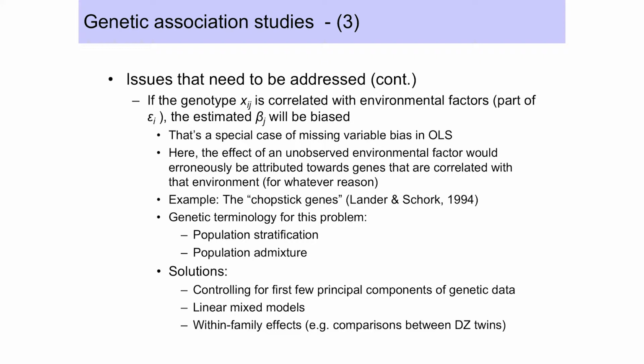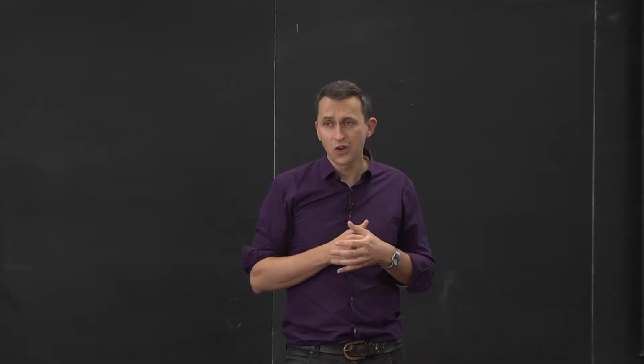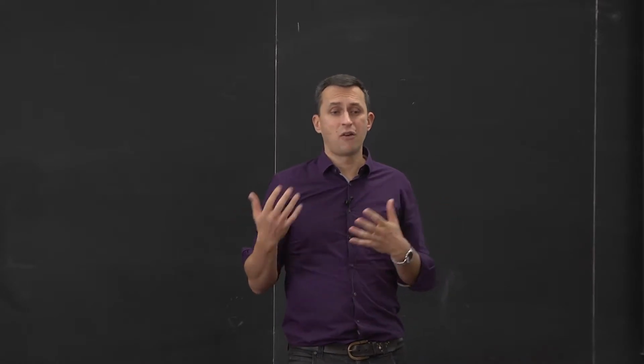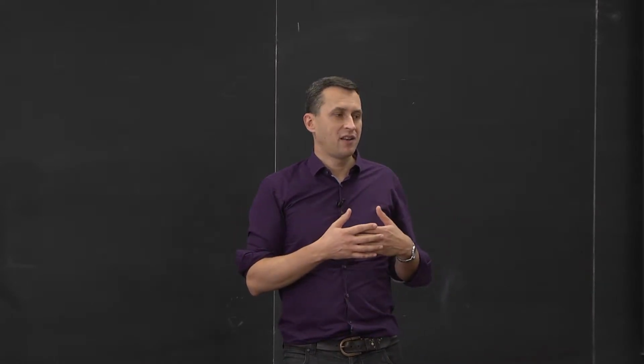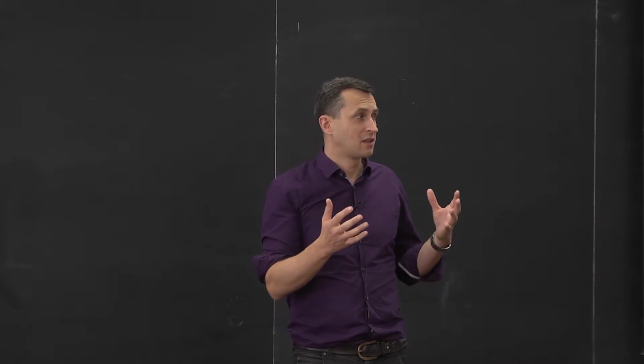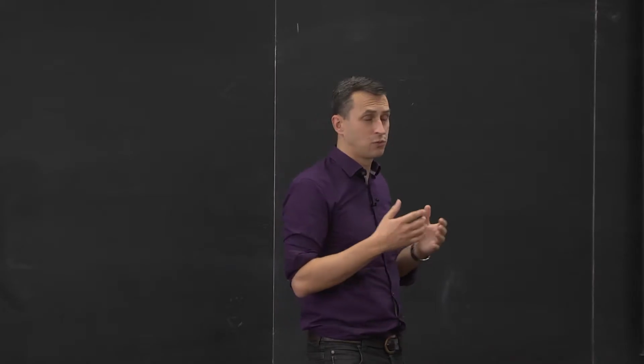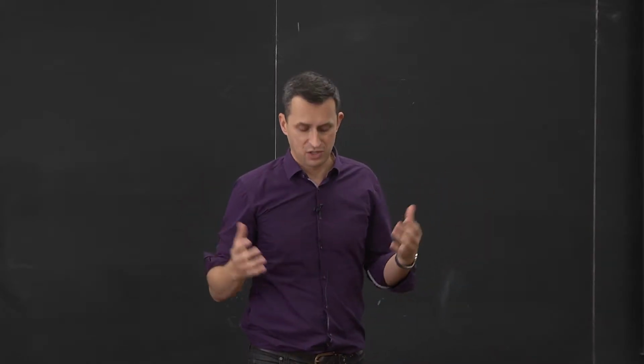If you run a GWAS on chopstick use in the American population, you would find a lot of genetic variants associated with chopstick use. But all of them that you would find would actually have a difference in minor allele frequency between Asians and non-Asians in your sample. Whether you eat with chopsticks or not is obviously a cultural issue. So any genotype that is just different between that culture and the other cultures would show up as a genetic association.